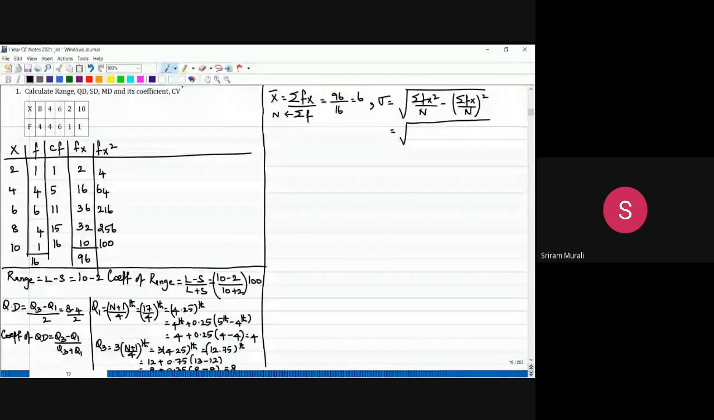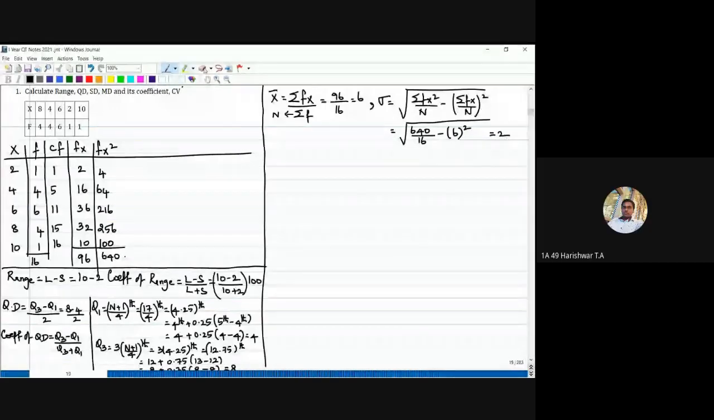Lastly, you will get 100. If I add everything, I get 640. So this 640 I should substitute here, divided by n, 16, minus the arithmetic mean we just found, 6, the whole square. So if I simplify, I get the answer as 2. Have you understood?